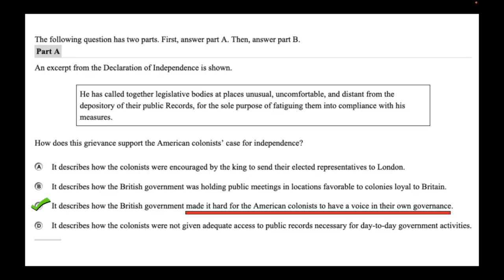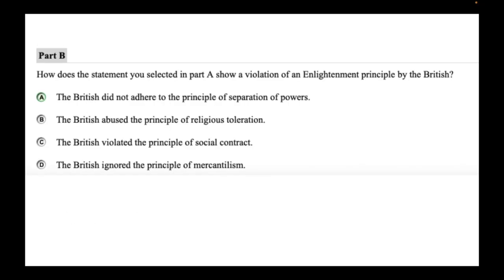Now, the second part of this question says, how does the statement you selected in Part A show a violation of an Enlightenment principle? So now we're going back to a principle or a main idea of the Enlightenment. One of the big ideas we've already talked about is the social contract. If the king or the British government is making it difficult for the colonies to function, or infringing upon their rights, that means they are violating the social contract that they have with those colonists.